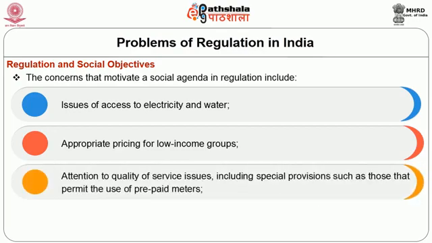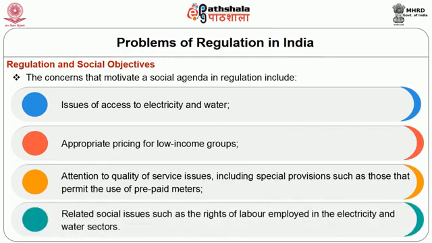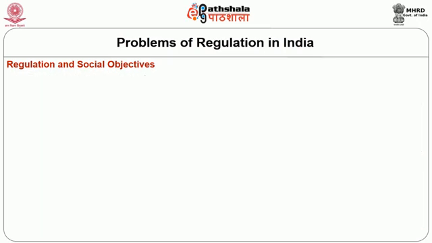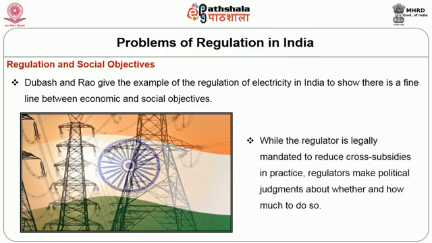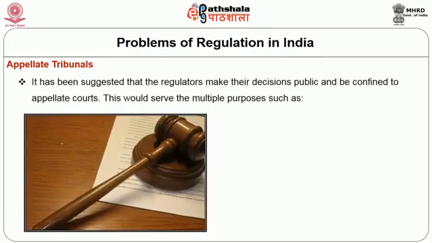attention to quality of service issues, including special provisions such as those that permit the use of prepaid meters, and related social issues such as the rights of labor employed in the electricity and water sectors. Dubash and Rao give the example of regulation of electricity in India to show there is a fine line between economic and social objectives. While the regulator is legally mandated to reduce cross subsidies, in practice, regulators make political judgments about whether and how much to do so.